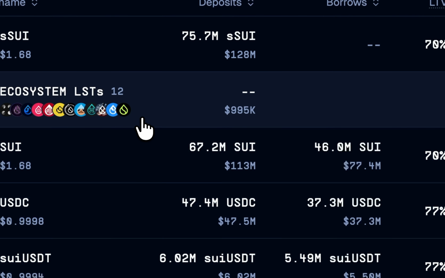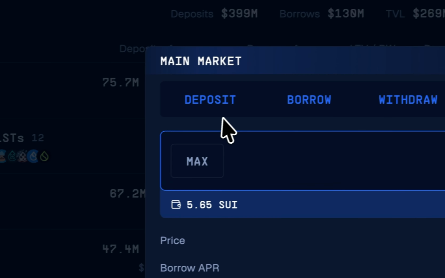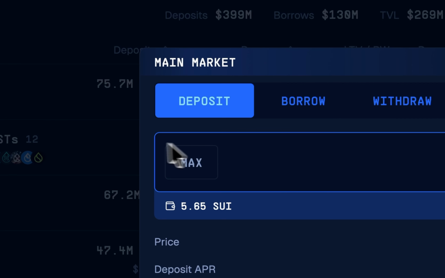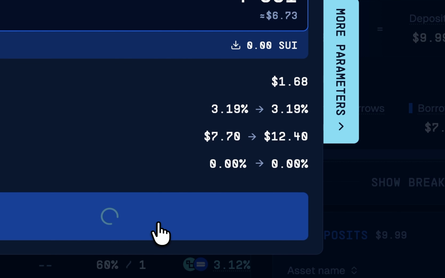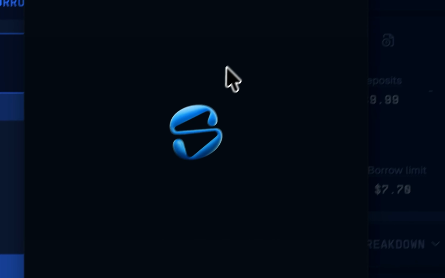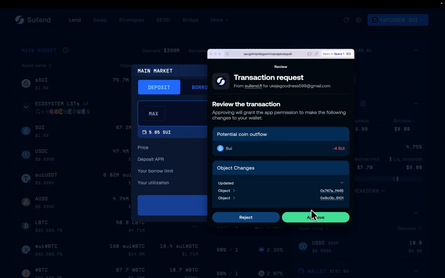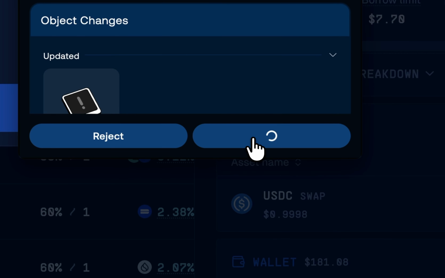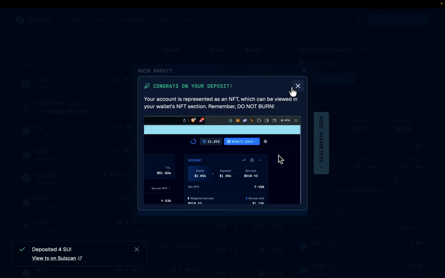Now, let's borrow and basically get our hands dirty. So first things first, you want to deposit your collateral. And so let's say my collateral happens to be Sui. Let's deposit some Sui. Let's deposit 4 Sui, just for the example. That's like $6.73. And I'll approve that. And I deposit 4 Sui, that's $6.73.